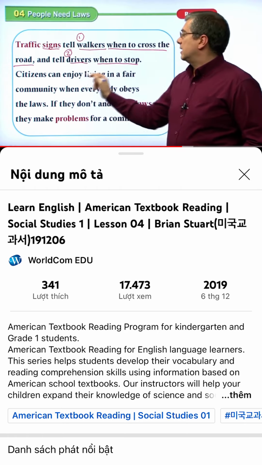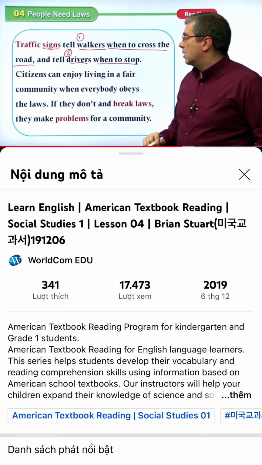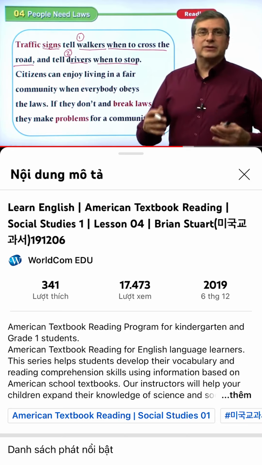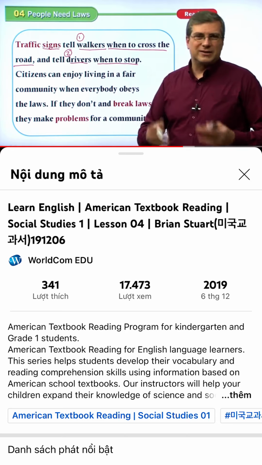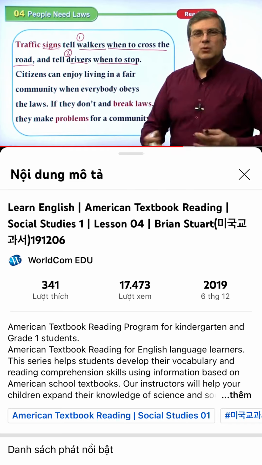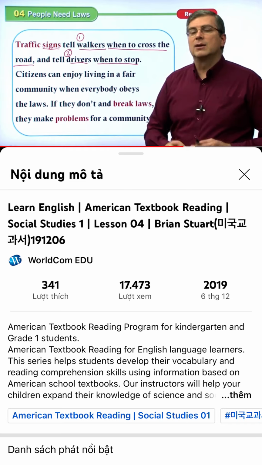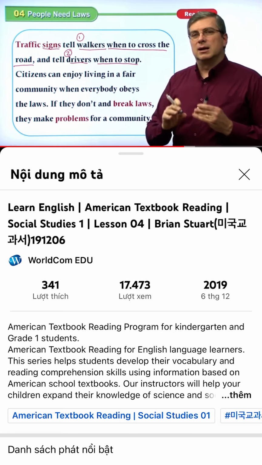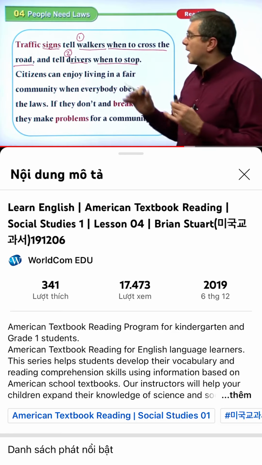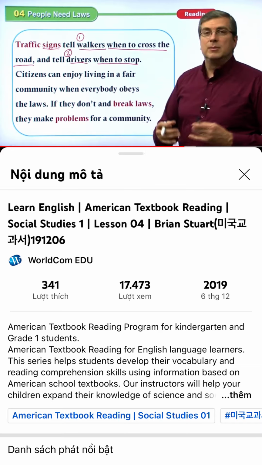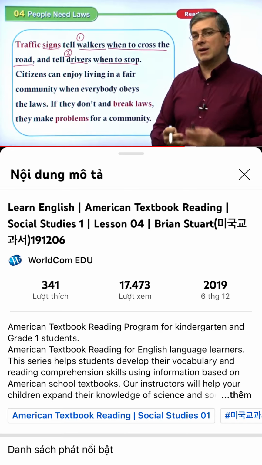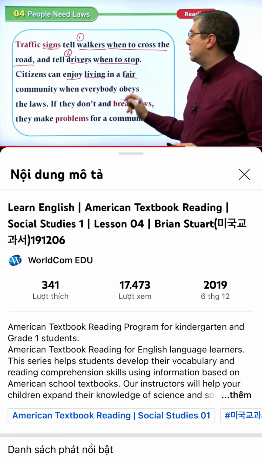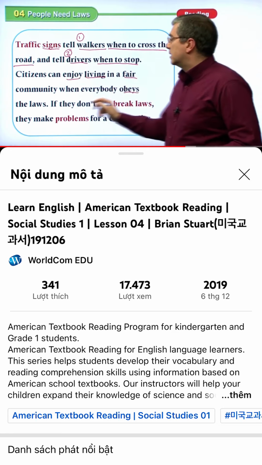Now, citizens can enjoy living in a fair community when everybody obeys the laws, right? That's kind of like a summary, or that's kind of a wrap-up. That's kind of a restatement of what they've already said, right? We've said there are citizens, people who live in a community. We have laws. Why do we have laws? To make it safe, to make it clean, to make it fair. And of course, we can enjoy living in a fair community if everybody obeys the laws.